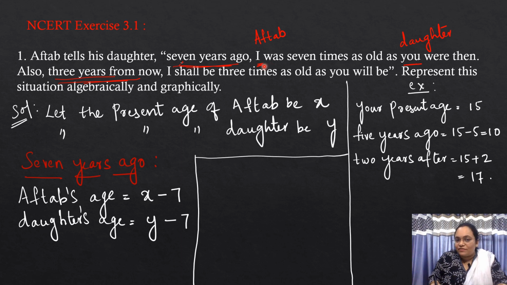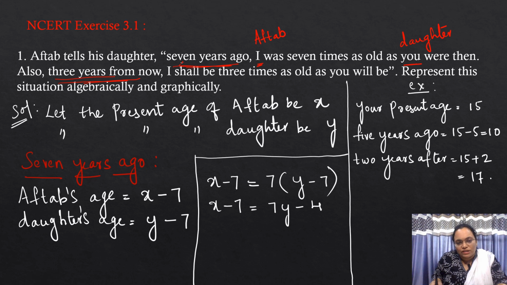Aftab is telling, 7 years ago, I was, what is the age of Aftab 7 years ago? X minus 7. X minus 7 is equal to, I was, 7 times as old as you were then, 7 into Y minus 7. 7 into the daughter's age, Y minus 7. X minus 7 is equal to 7Y minus 49.